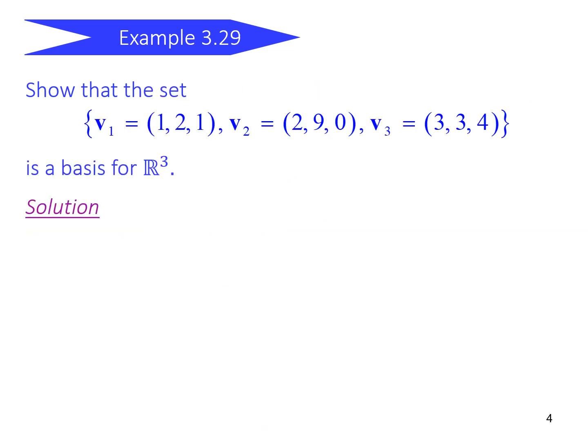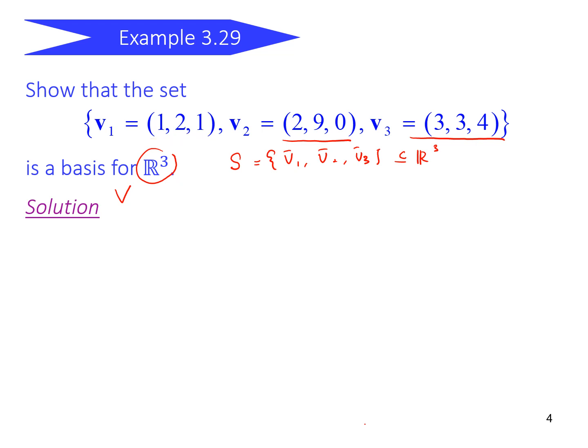In this example, we are still considering R3 as a vector space, and the set S is a set of V1, V2, and V3, a subset of R3, where V1 is given here, V2 is given here, and V3 is given here. Here again we have to show that S is a basis for R3, and therefore we have to show that S satisfies two conditions. The first condition is that S should be a linearly independent set.